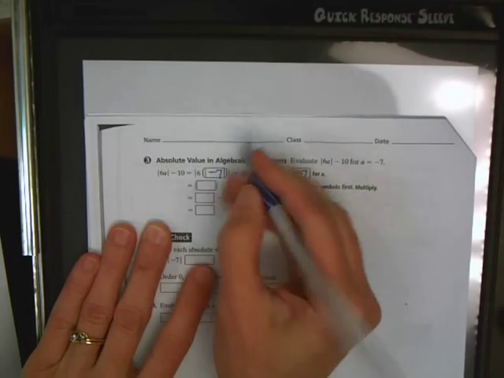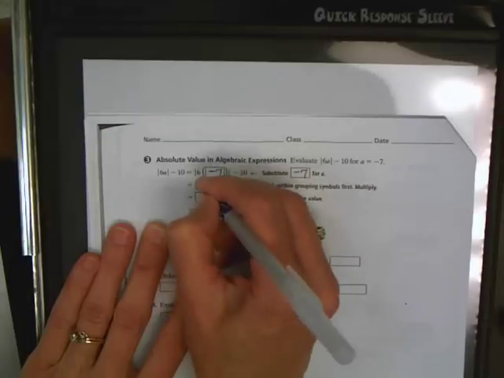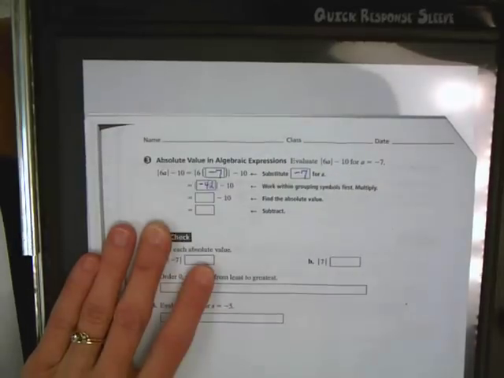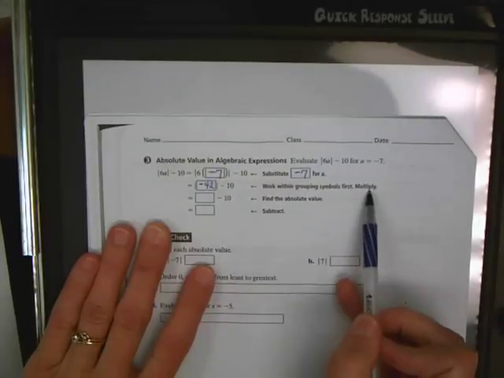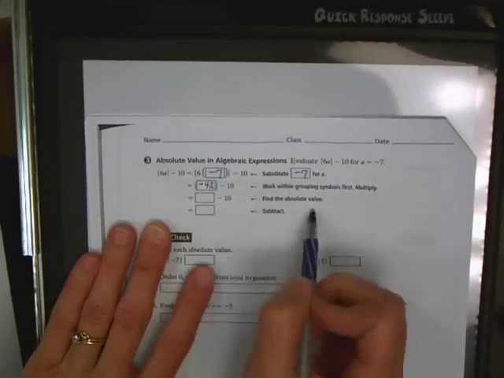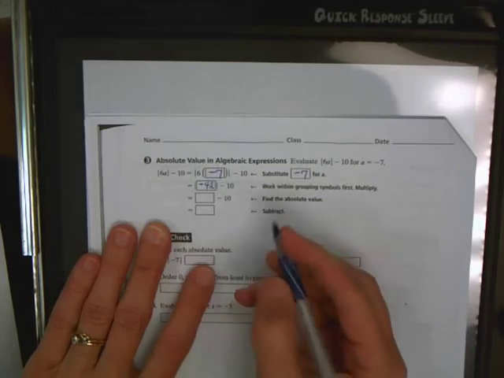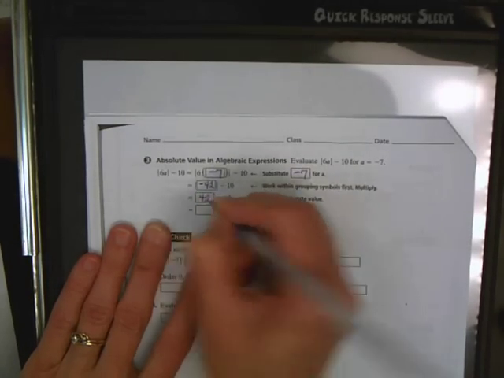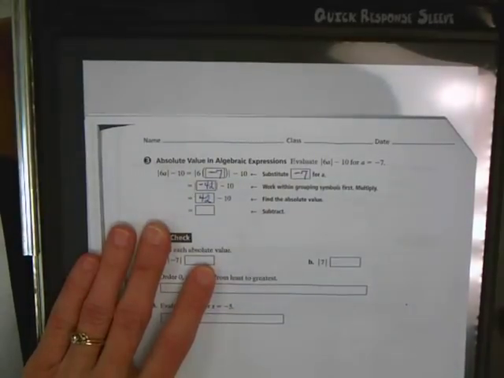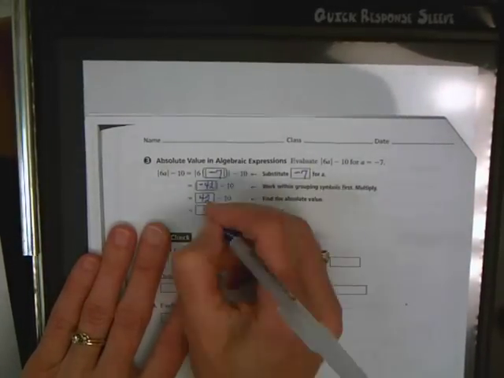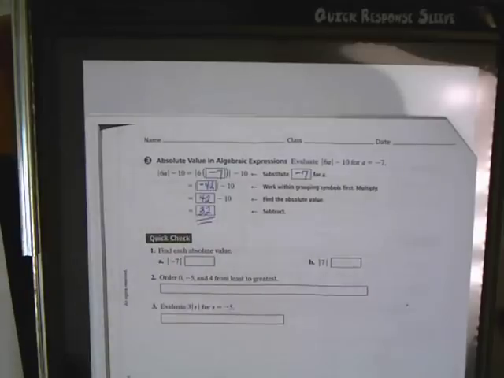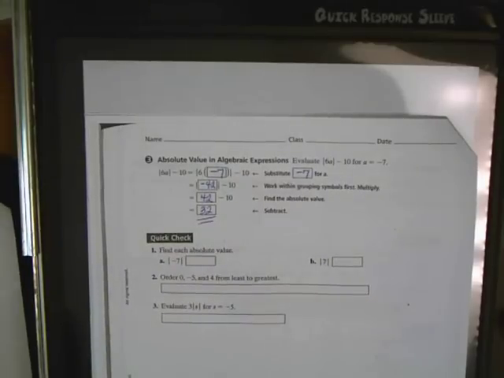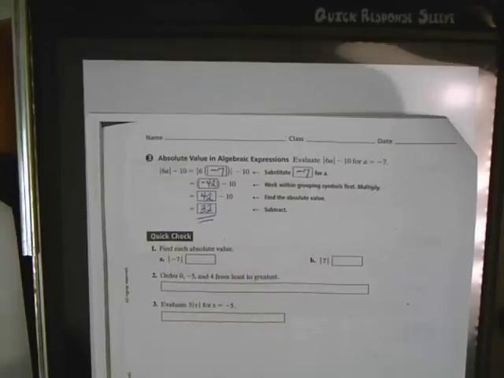Or the absolute value of 6 times -7. 6 times -7 is -42, if you'll recall your rules for multiplying with integers. So I work within grouping symbols first, and then I multiply. So now I'm ready to find the absolute value. The absolute value of -42 is 42, because it's 42 units away from 0 on the number line. And subtract 42 minus 10 is 32. So the answer, when I evaluate this expression at -7, is 32.